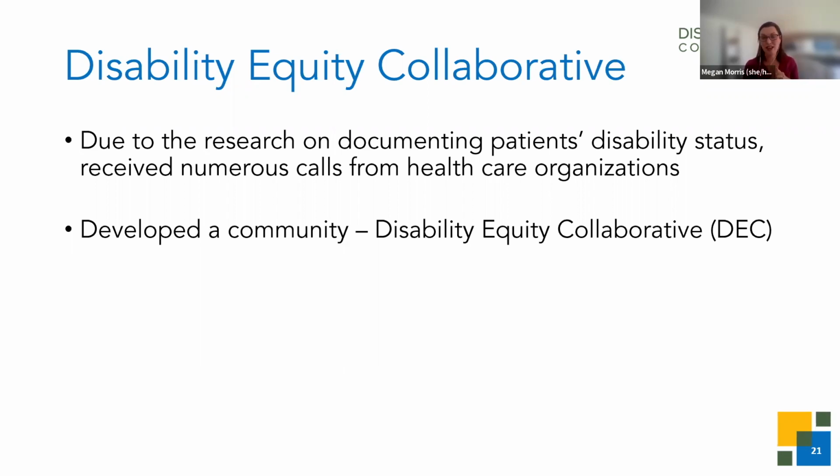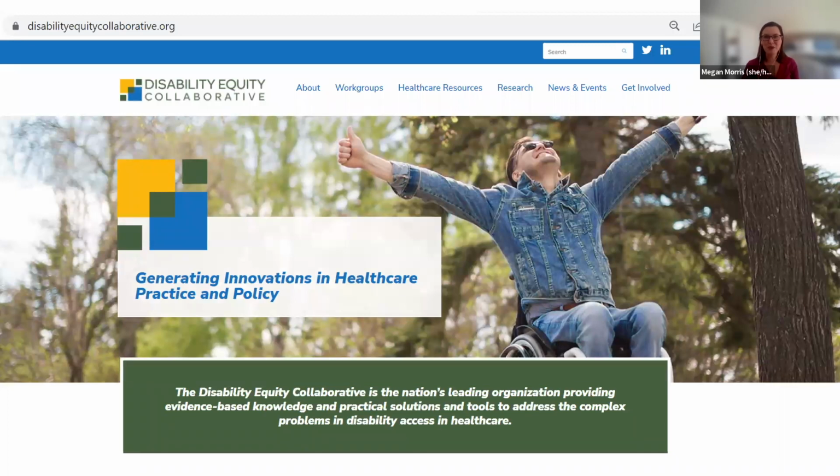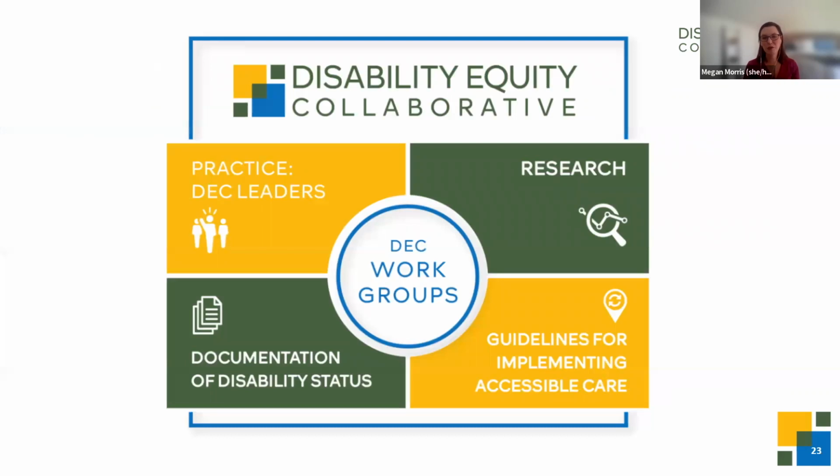we got stakeholders together. So not only our healthcare organizations, but our policymakers, our researchers, our healthcare providers, our patients, etc., also our insurance providers, and our EHR vendors. And as a part of our Disability Equity Collaborative, here's our website if you're interested in learning more about it. We have 4 work groups, and one of our work groups, you can see on the bottom left-hand side, is documentation of disability status. So this is a work group that we get together quarterly, and we discuss, again, how we can advance policies and practices for systematic collection of disability status in the electronic health record.